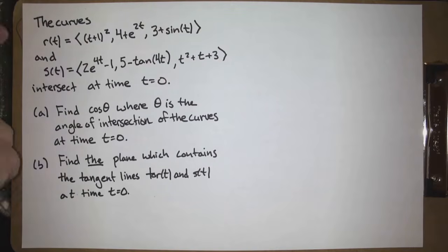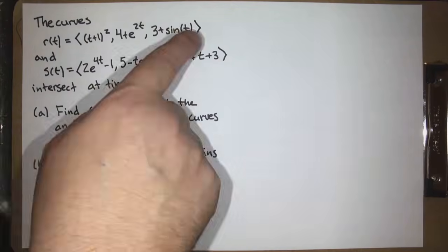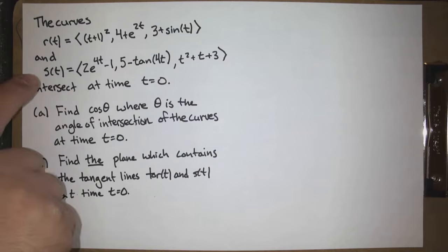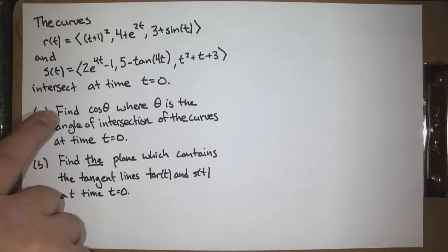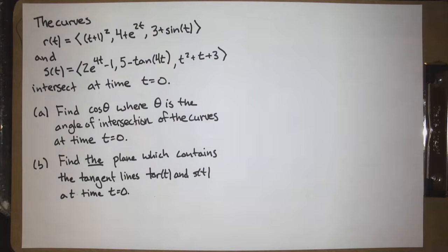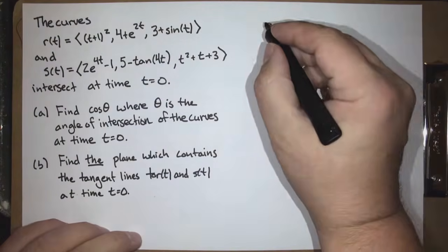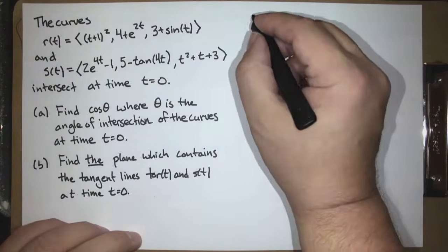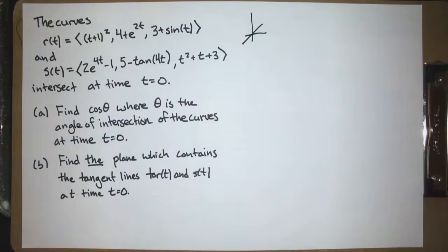So the curves R of t equals stuff and S of t equals other stuff intersect at time t equals 0. There's parts A and part B. So the picture here is we have two curves in three-dimensional space, and we can do a quick sketch. At least we can try to build up our intuition.